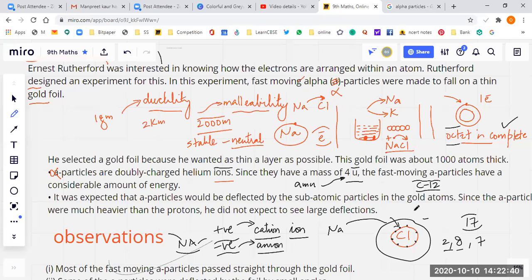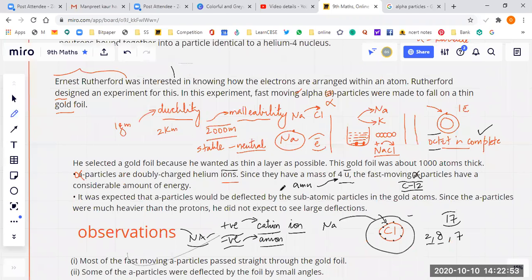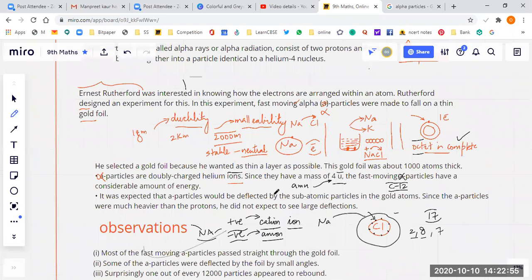Fast moving alpha particles have a considerable amount of energy. They have a lot of energy. We want to use this energy. So what's happening? It was expected that alpha particles would be deflected by subatomic particles in the gold atoms. I'll tell you what is happening.